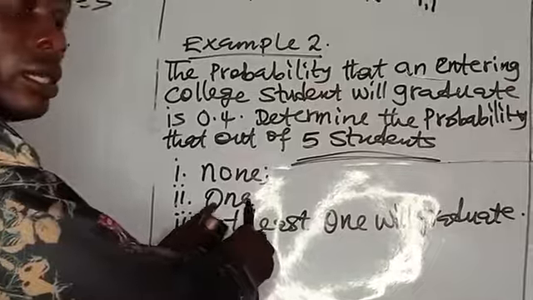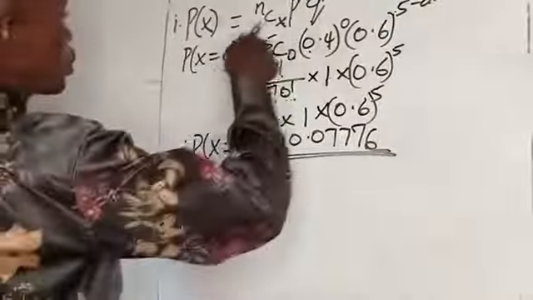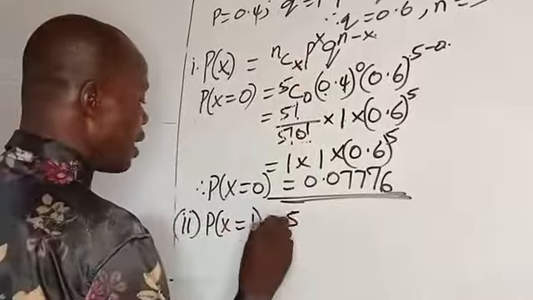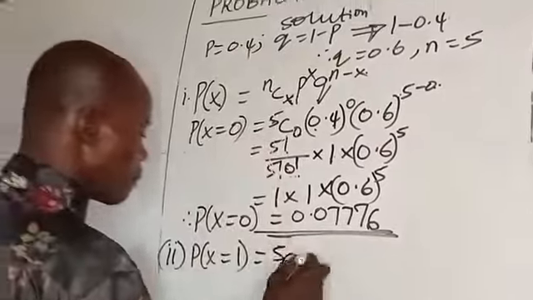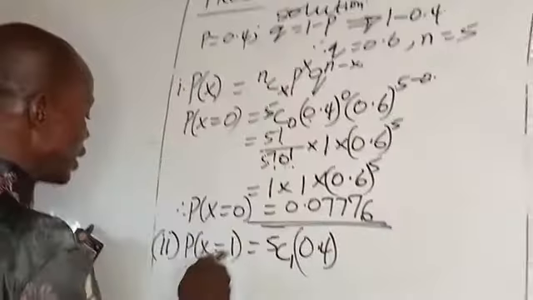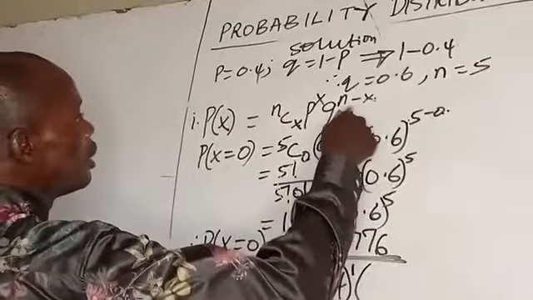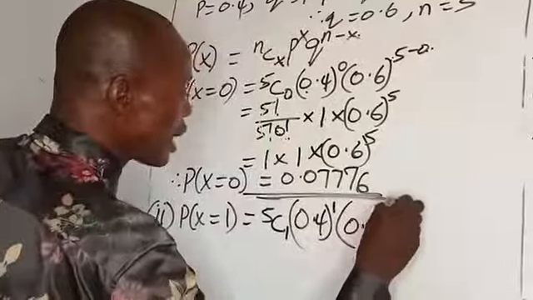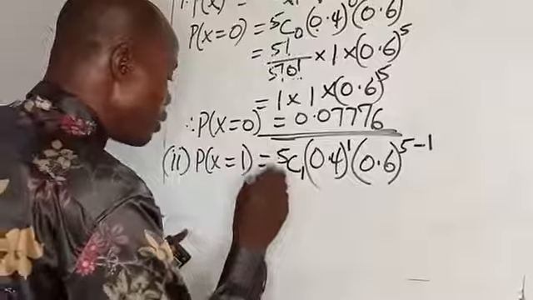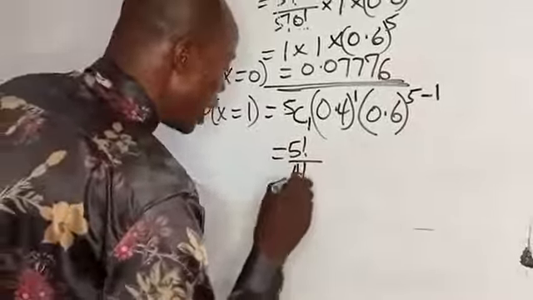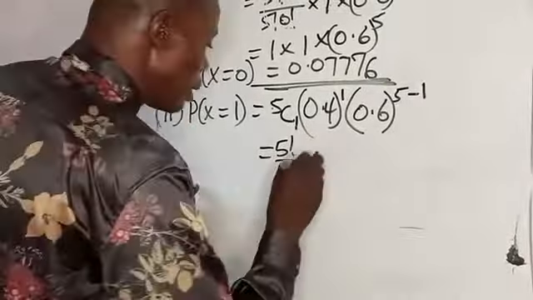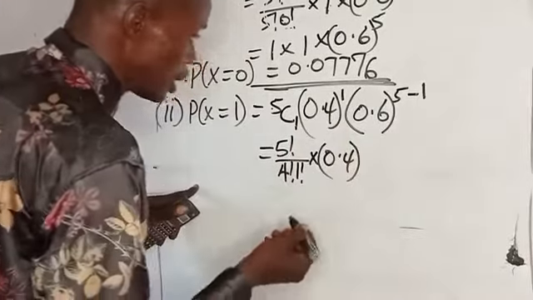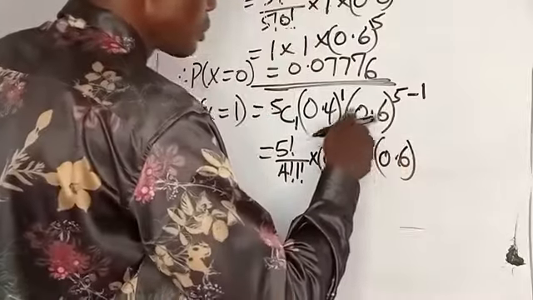If 1 will graduate, that means your x equals 1. Probability of having x equals 1. Let's substitute into the same formula. n is 5, 5 combination x is 1, p is 0.4 raised to power x, our x is 1. q is 0.6 raised to power n minus x, our n is 5 minus x, x is 1. So 5 combination 1, we have 5 factorial over 5 minus 1, which is 4 factorial, and 1 factorial. Multiply by 0.4 raised to power 1, which is still the same, times 0.6 raised to power 5 minus 1, that is 4.